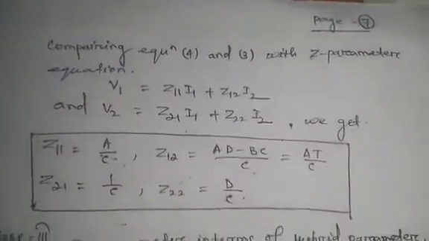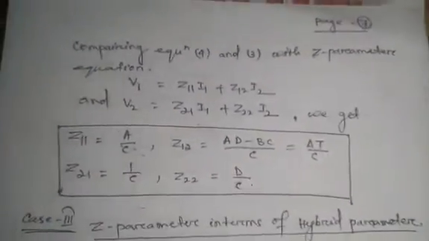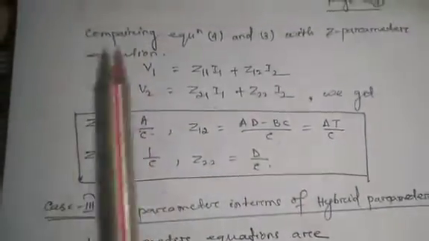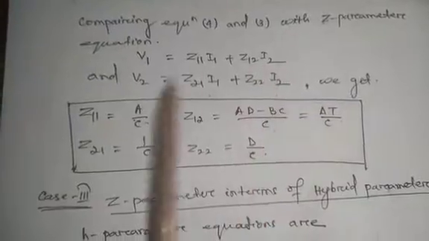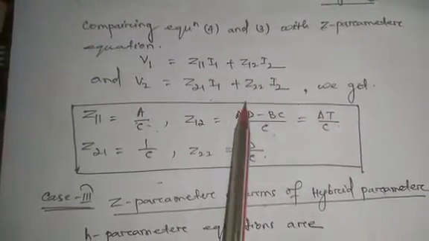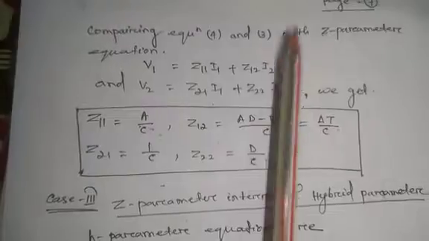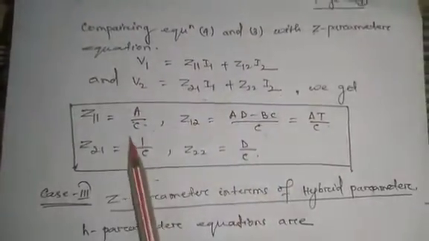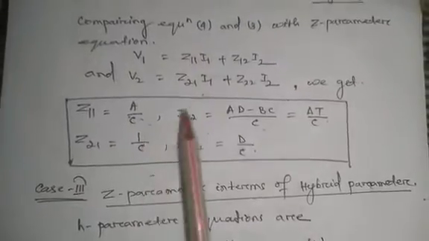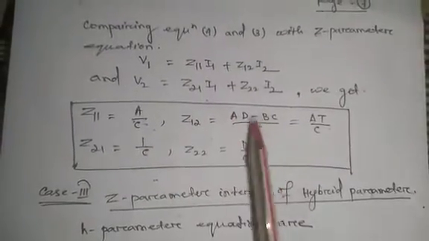Now we compare these two equations, equation 4 and 3, with the Z parameter equations. What is the Z parameter equation? V1 is equal to Z11 I1 plus Z12 I2. V2 is equal to Z21 I1 plus Z22 I2. If we compare equation 4 with the first equation and equation 3 with the second equation, we get Z11 is equal to A by C, Z12 is equal to AD minus BC by C.